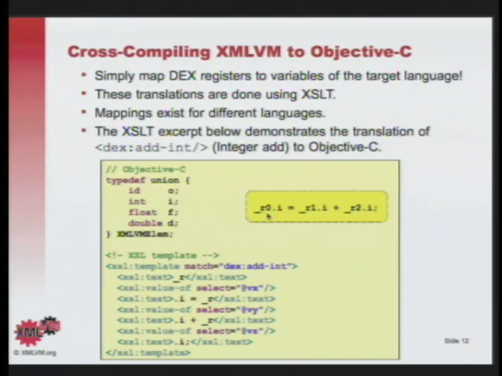assigned to r0.i. Now these registers here, r0, r1, r2, are based on a union that is of type XMLVMElem, because a register in Dalvik can hold different data types. It can hold an integer, it can hold a float, for example. And this union here represents all these different possible types that can be stored in a register. And since we have the instruction add-int, we know that what is in those registers are integers. That's why we are accessing the value through the .i discriminator.